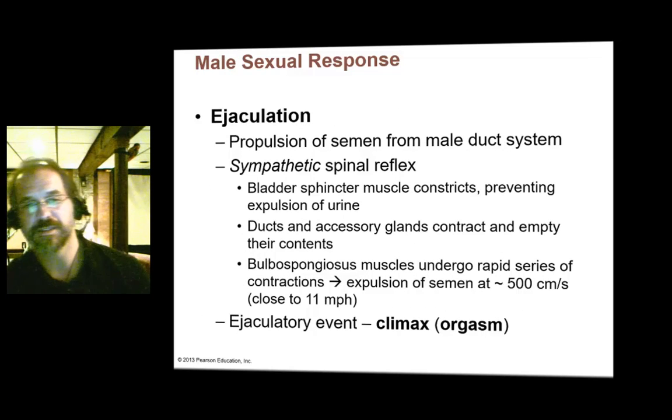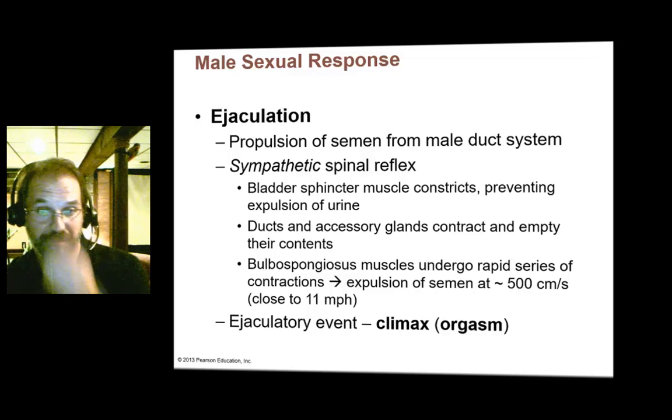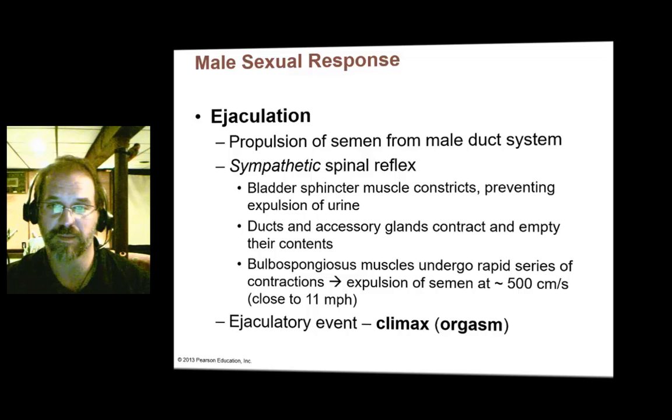So an ejaculation is simply the propulsion of the semen into the female reproductive tract from the male reproductive tract. While getting an erection requires a parasympathetic reflex, ejaculation is a sympathetic spinal reflex. So this is a situation where both halves of the autonomic nervous system are involved. When the sympathetic stimulation occurs, we have a few things that are interesting to note.